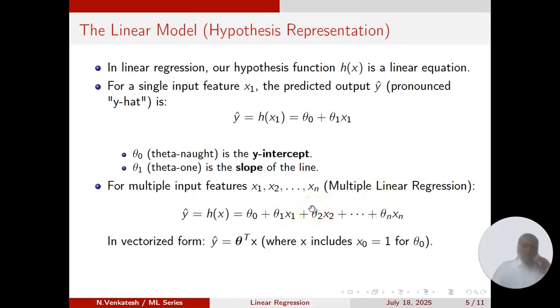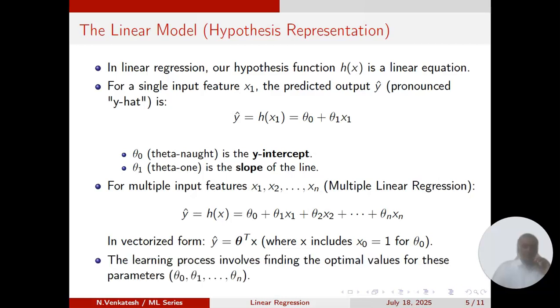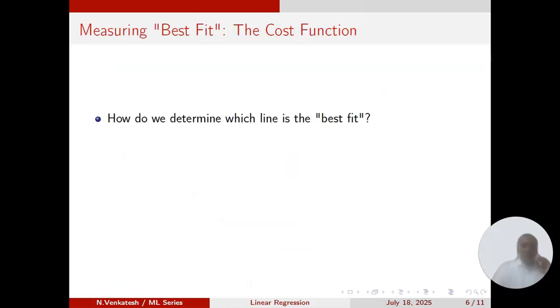So we'll start with the simple linear regression problem. The goal is, given a data set, to find theta naught, theta 1 in case of simple linear regression, or in case of multiple linear regression, theta naught, theta 1 to theta n, such that it best fits the data set. Now, how do you define this best fit?